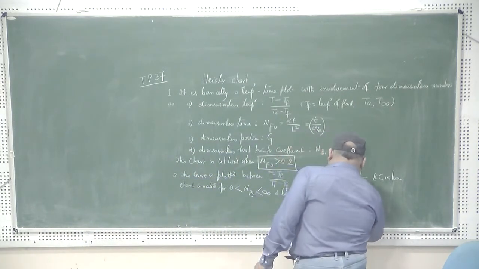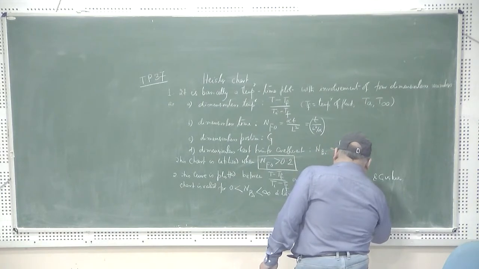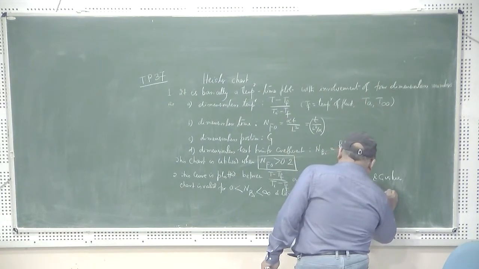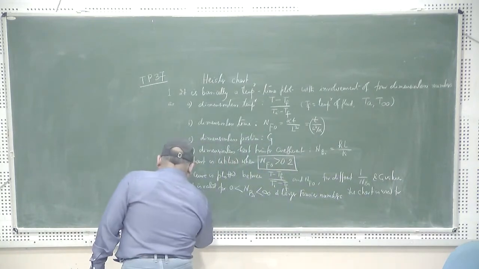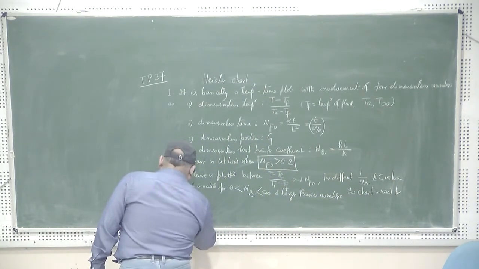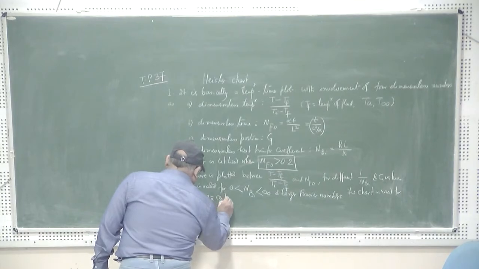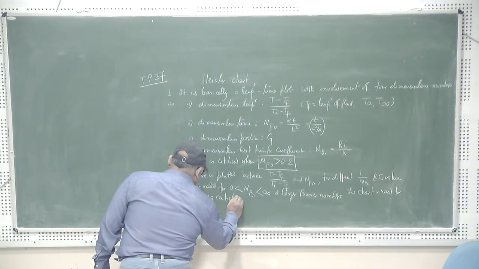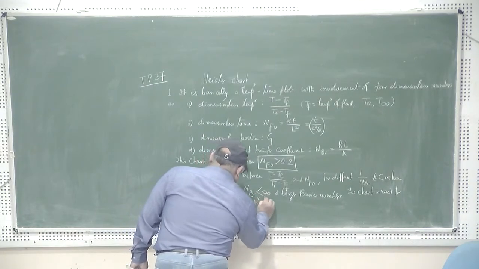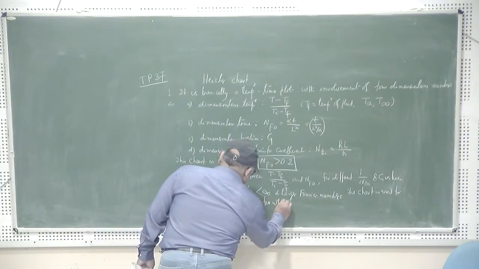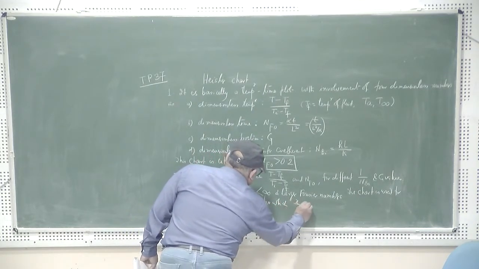The chart is used to determine the center line temperature. The chart is used for evaluating the center line temperature for which x by L is equal to 0.